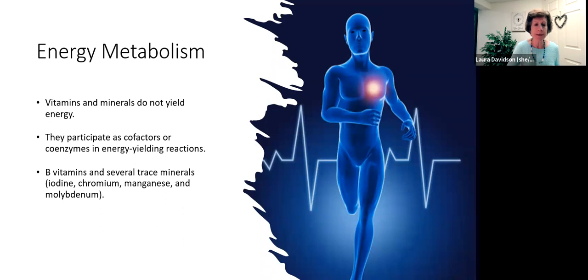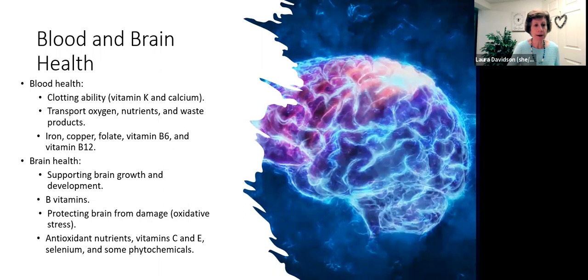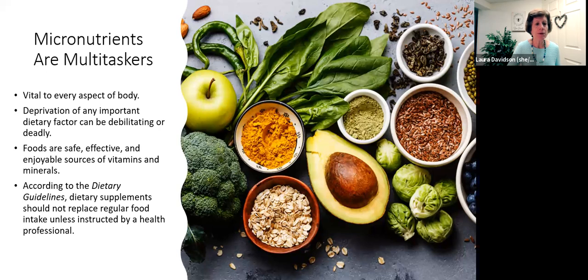And energy metabolism is the breaking down of the food that we consume, the end products of digestion of that food, breaking down what's sent to the cells to provide energy to basically run our body. And we talked about this, most of that is our basal metabolism. And finally, blood and brain health, an area that I'm extremely interested in. Certainly, vitamins and minerals are important for both our blood and our brain. So these micronutrients are multitaskers. We need them as far as every aspect of our body, and deprivation can be debilitating and even deadly, by the way.